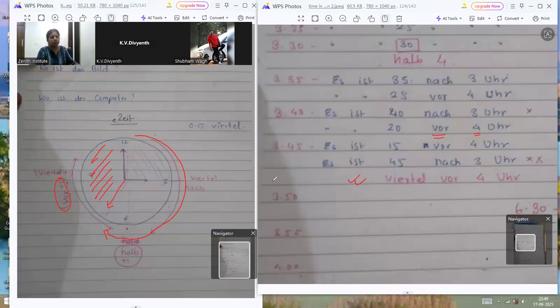Now I want you to follow this pattern and try 3:50, 3:55, and 4 o'clock. Easily you can do it. I want you to write both ways, like it is 50 minutes after 3 o'clock and also it is 10 minutes before 4 o'clock. That way you have to say. Okay, you try. First you copy this and then try this.